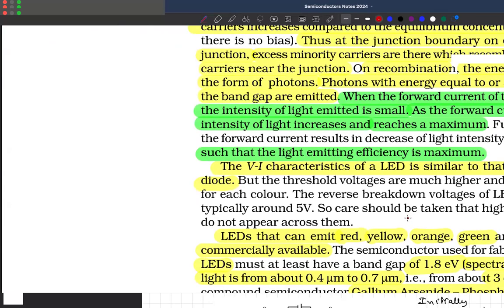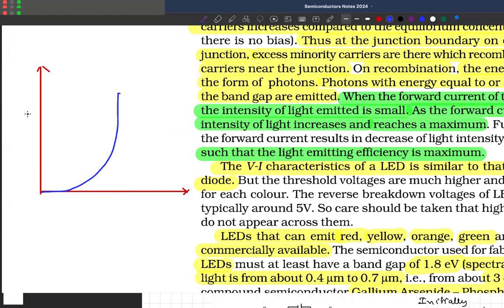You don't require separate voltage and current characteristics for an LED. It is the same as a PN junction diode, which you already know. Current, voltage, the same you will have here. I have drawn the forward biased current and voltage characteristics of a PN junction diode. The same you will have.